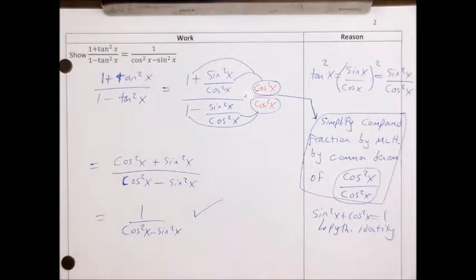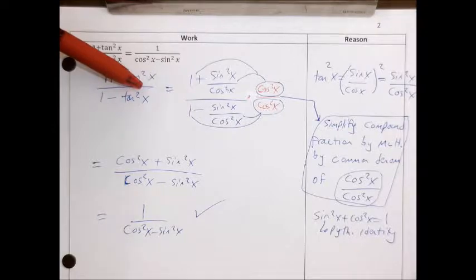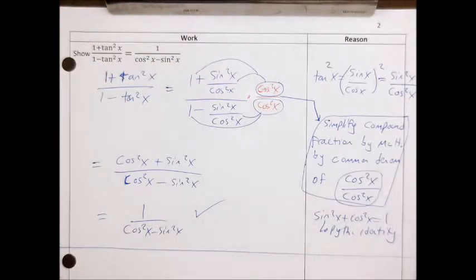So we check. I'm writing a check down because I started with the left-hand side. I made some substitutions and I transformed it into the right-hand side. And so that proved that identity.